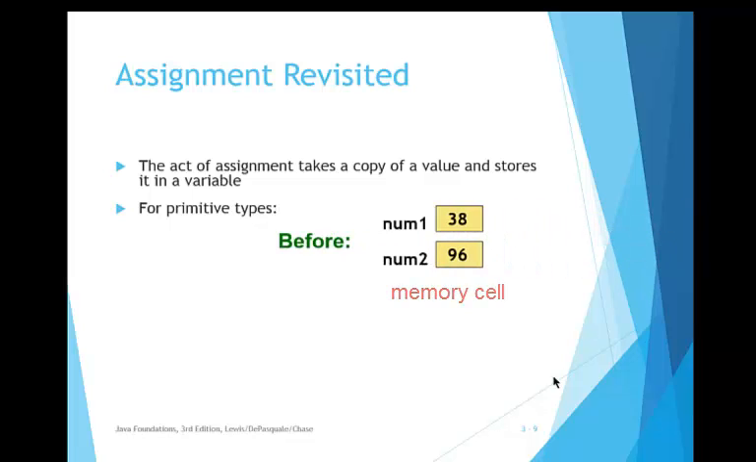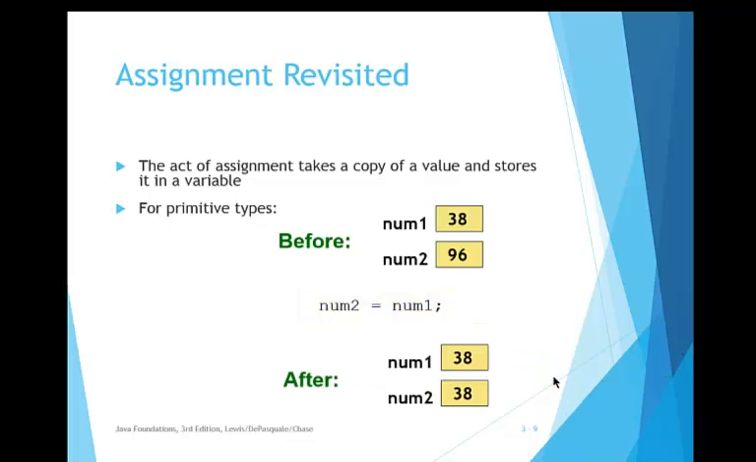So the assignment takes a copy of a value and stores it in a variable. If I have two primitives, num1 and num2, and I make the assignment of num1 to num2, we know that we have now changed the value of num2 to look like num1's value. We have two variables with their own space in memory that both contain the same value. But if I change one, it will not affect the other one's value.